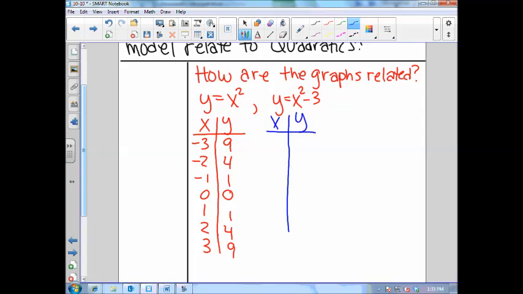Now, we're going to fill in a chart, an xy table again. We use the same x values, negative 3 to positive 3. Now we've already done the squared, guys. All you have to do is subtract 3, right? x squared minus 3. You've already done the square. Now subtract 3 and fill it in.